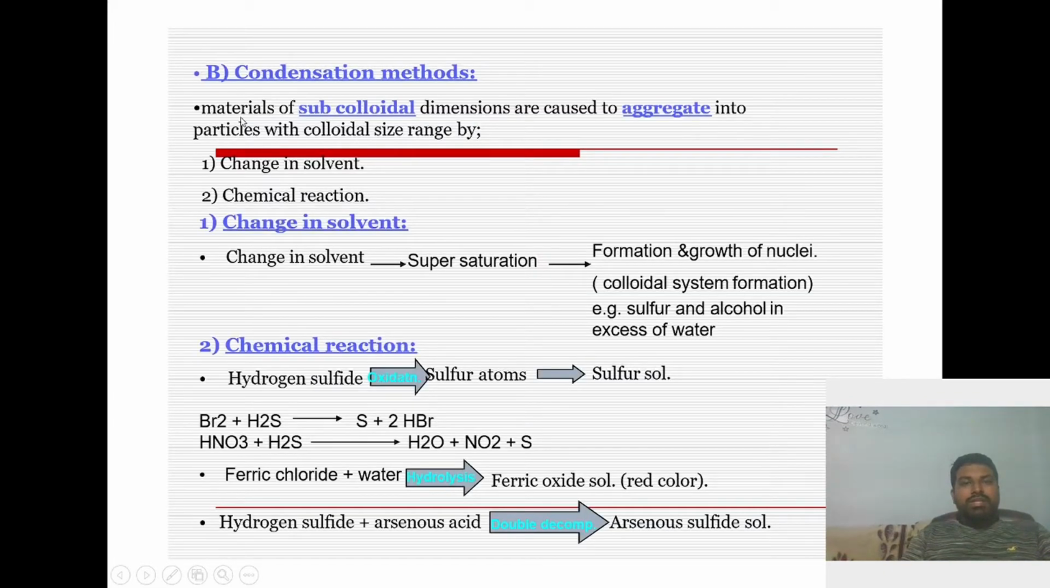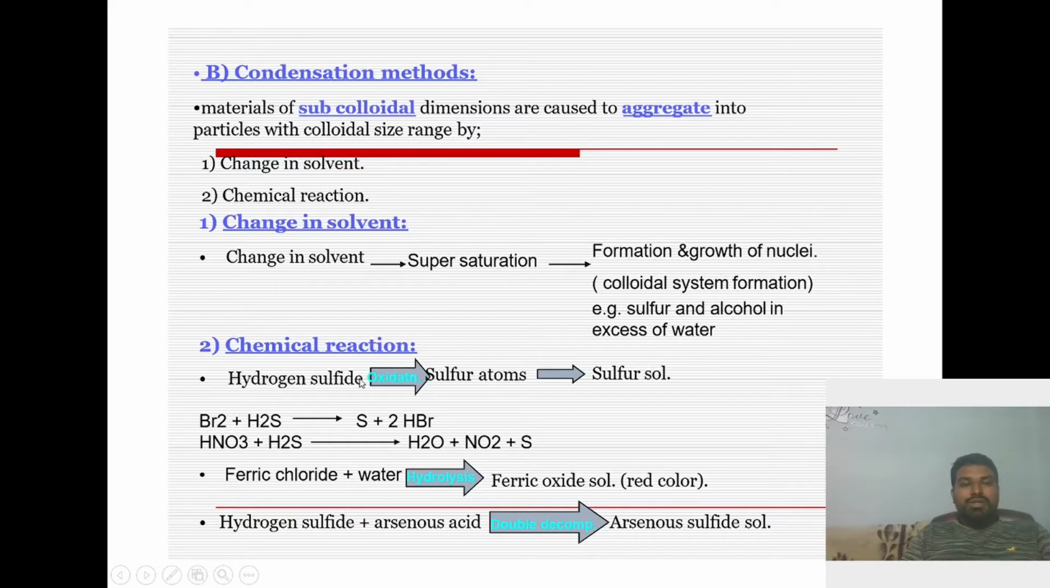Next is the condensation method. Materials of subcolloidal dimension are caused to aggregate into particles within the colloidal size range by a change in solvent or by chemical reaction. A change in solvent gives supersaturation, then formation and growth of nuclei, and colloidal system formation. Example: sulfur in alcohol added in excess of water.